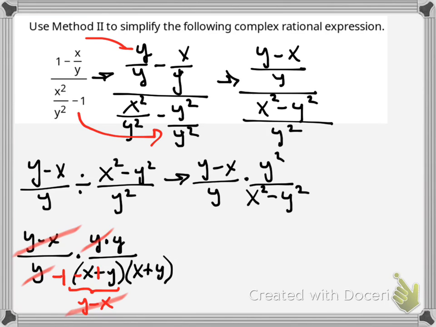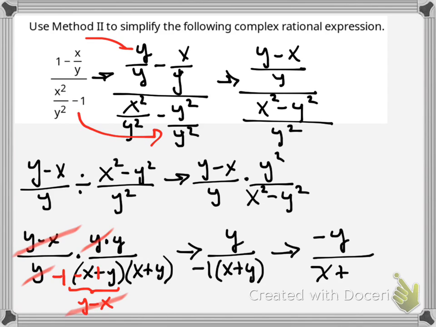So now when I multiply everything out, I get y in the numerator. I have a negative 1 times (x plus y) in the denominator. If you want to leave it like that, you can. Or if you'd like, you could apply your negative to the numerator and write that as negative y over x plus y.